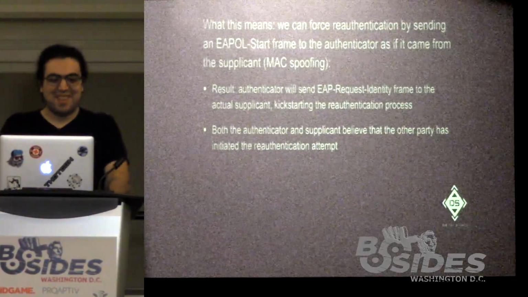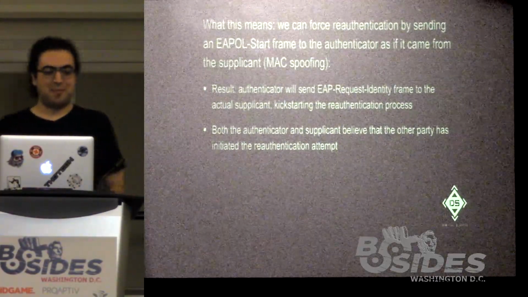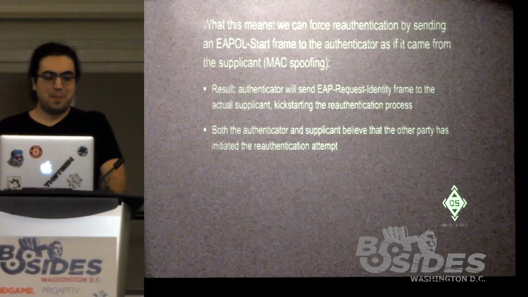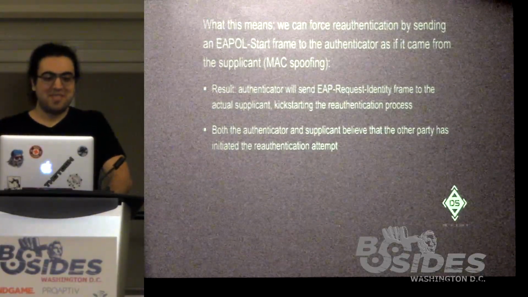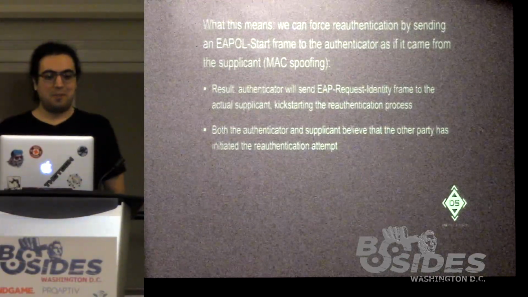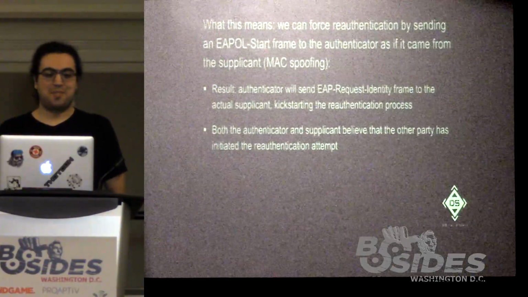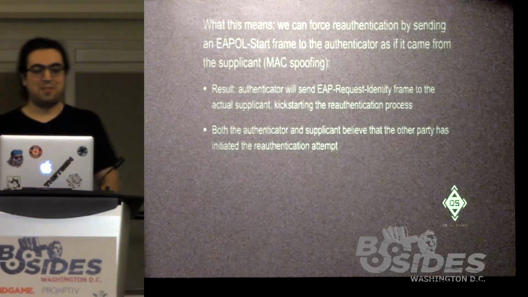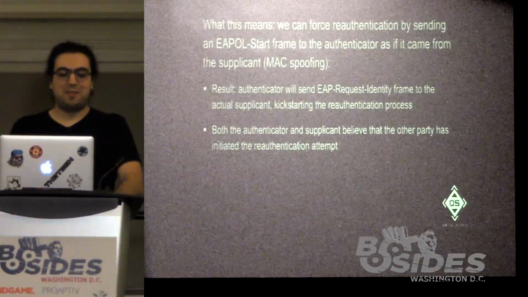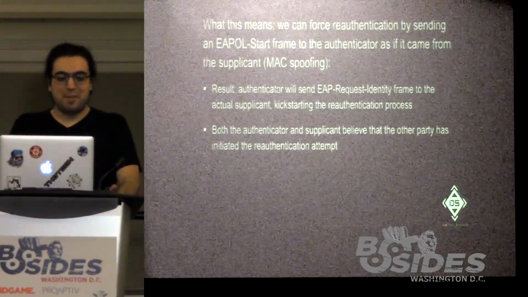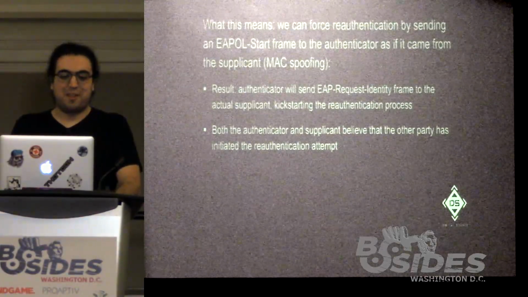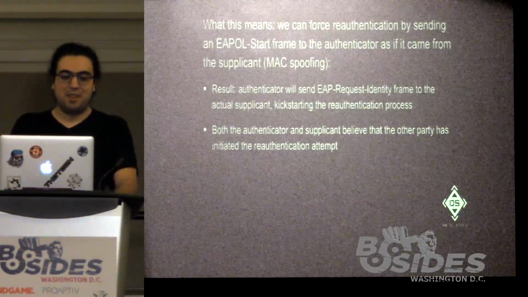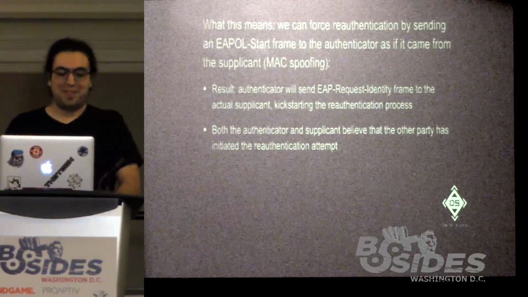So the result of this is that the authenticator is going to send the EAP request identity frame. Let me rewind a bit. If we were to send an EAP start frame to the authenticator as if it came from the supplicant using MAC spoofing, the authenticator would send an EAP request identity frame to the actual supplicant, and that would kickstart the re-authentication process. When this happens, both the authenticator and supplicant will believe that the other party has initiated the re-authentication attempt, which is pretty cool because you don't really know why this happened.